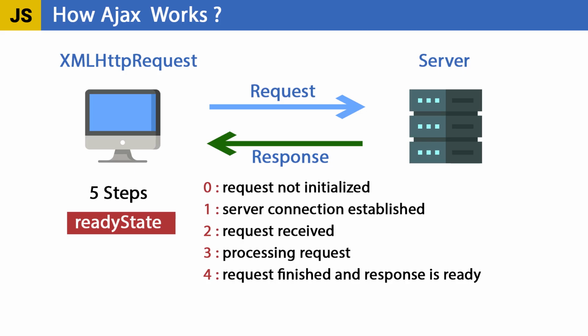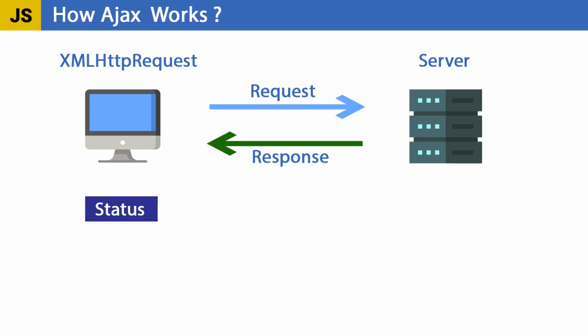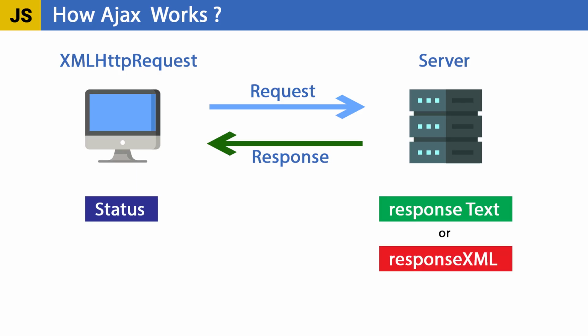Let's talk about what we get inside the response. Basically, we get two things from the server. The first one is status and the second one is response text. If we request text, then it responds with text. And if we request XML, then it responds with XML. These are JavaScript properties. We can use them in our code. If we get text from our server, then we use responseText. And similarly, if we get XML, then we use responseXML.